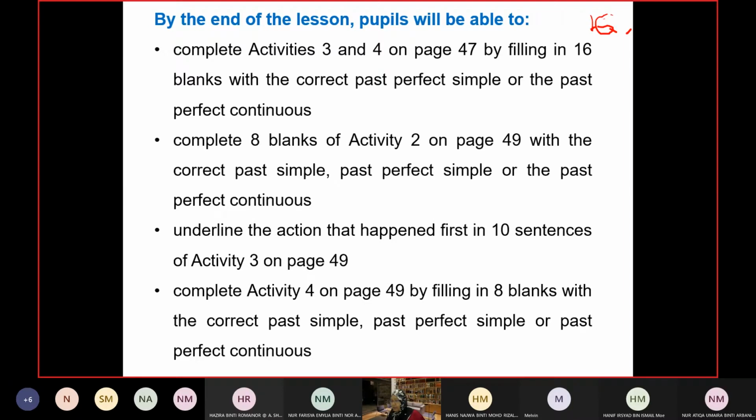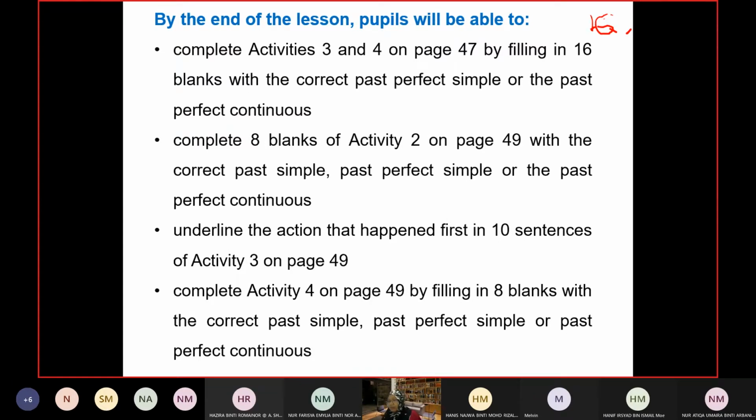Okay, example. Julia had been choosing fabric when she saw her friend. Maksudnya masa dia nampak kawan dia tu, dia tengah mencari fabric. Perbuatan tengah mencari tu maksudnya benda tu masih lagi berlaku, tak habis lagi. So that's why they use past perfect continuous. So Julia had been choosing fabric when she saw her friend.